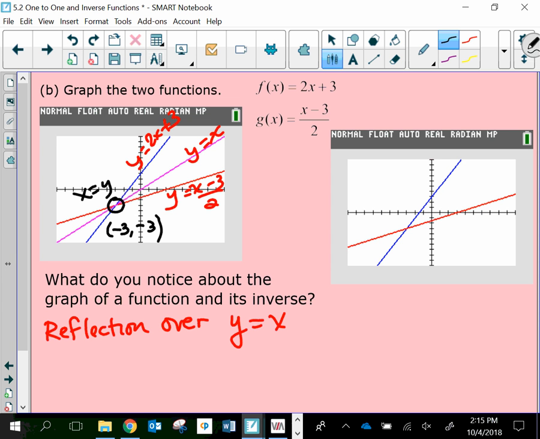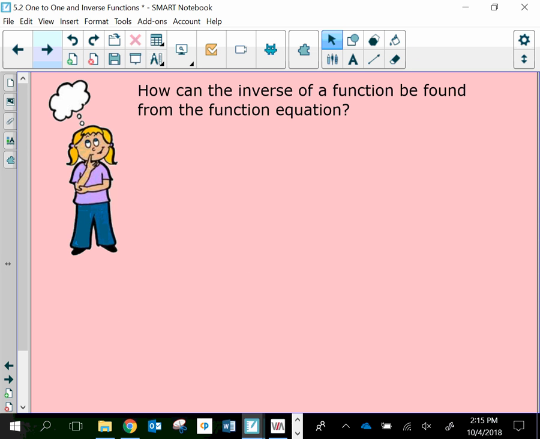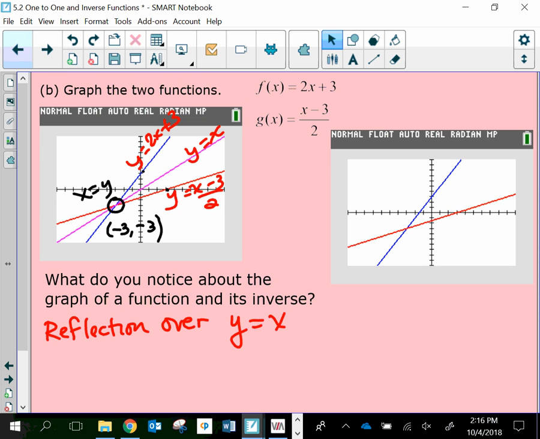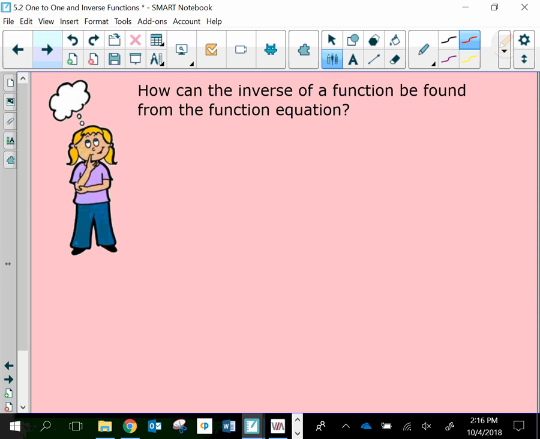So (2, -1) is (-1, 2) on the blue. On the red, we have (3, 0). We should have (0, 3) on the blue. Just something to think about. So where they cross is where x and y are equal. Yes, we already talked about this.